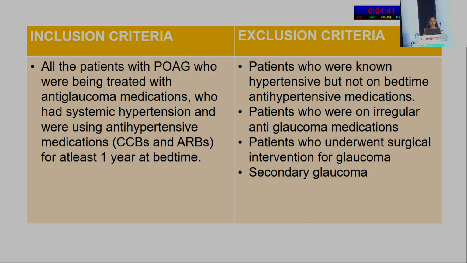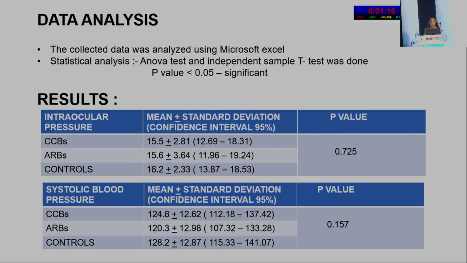Inclusion criteria: all the patients with POAG who were being treated with anti-glaucoma medication, who had systemic hypertension and were using antihypertensive medications for at least 1 year at bedtime. Exclusion criteria: patients who were known hypertensive but not on bedtime antihypertensive medications, patients who were on irregular anti-glaucoma medications, patients who underwent surgical intervention for glaucoma, and secondary glaucoma.